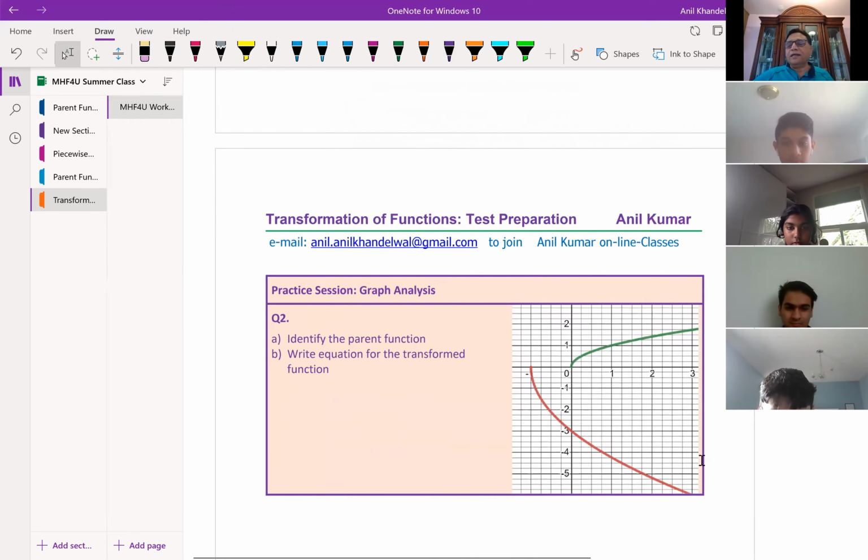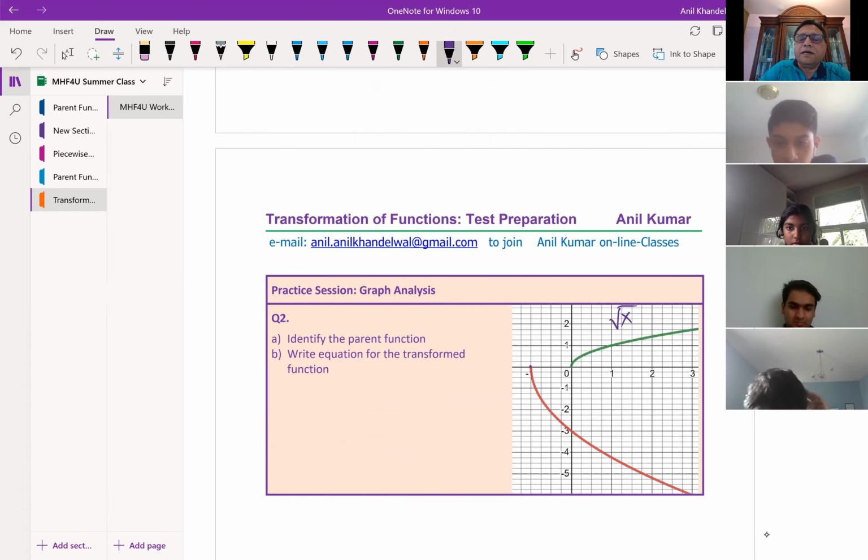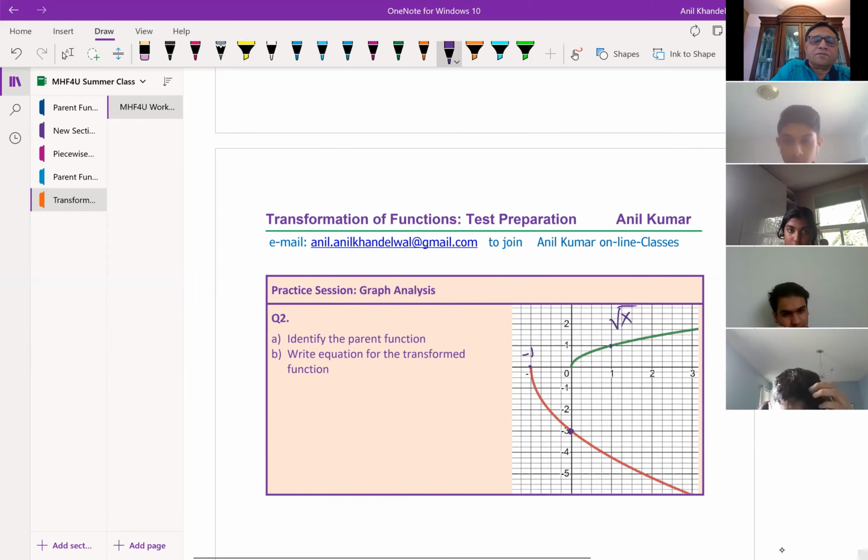Question number 2. It is slightly difficult. Again, the original graph is square root of x and it has been transformed. Can you tell me the equation of the transformed function, please? Anyone? So number one, I see is a reflection over the x-axis, so it's going to be negative. Perfect. It's interesting to see. Negative x, correct. Then what?